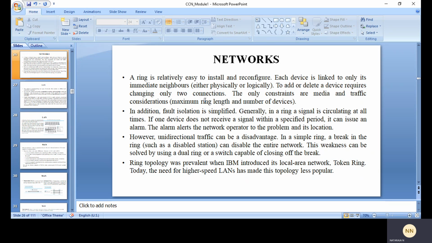Okay, this is about four different topologies. This completes your concept of topology. Next, we'll come to the next topic, that is networks. What exactly is the meaning of networks?